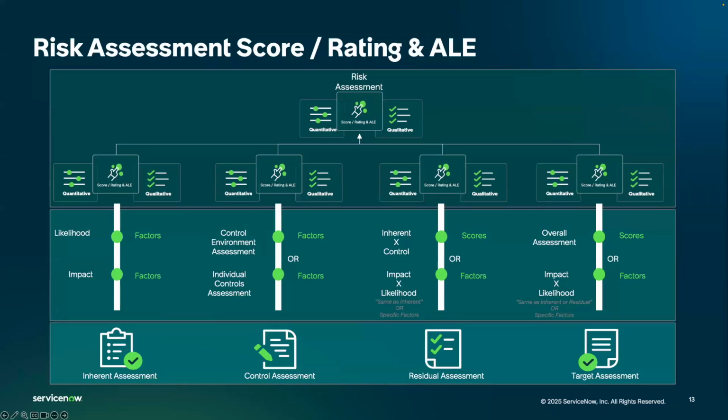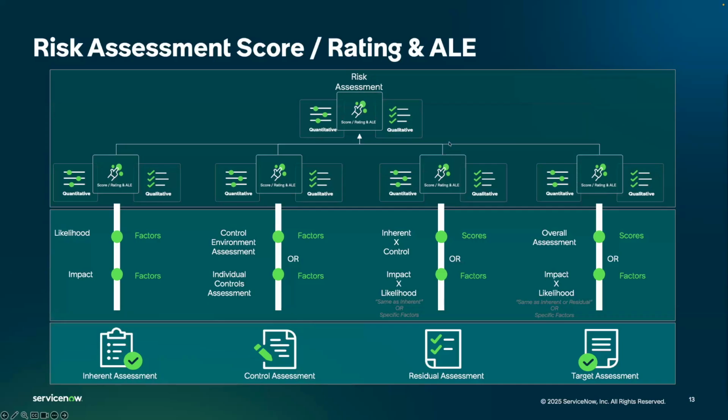This diagram shows, so we are at the risk assessment score and rating in ALE. Well, this diagram shows how scores flow from individual assessment types up to the overall risk assessment. Let's walk through each path.